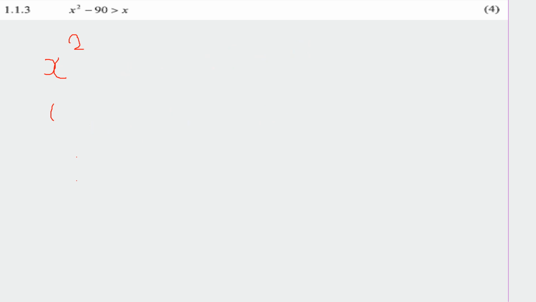You now have to plot your graph. You just put it here. We said our critical values are what? -9 and 10. You just put them like that.